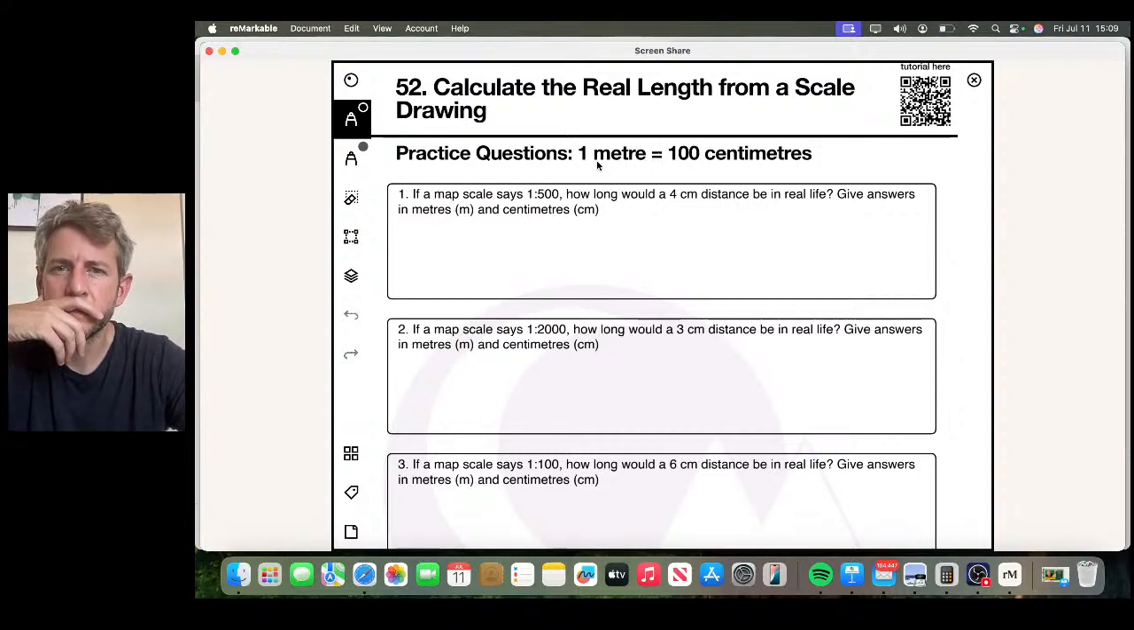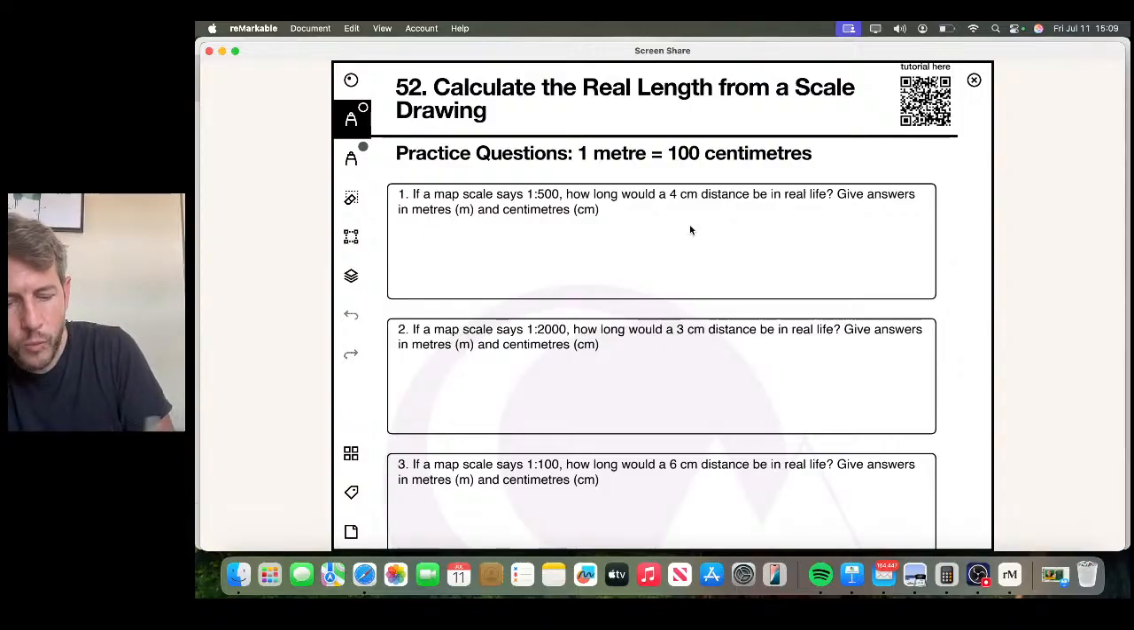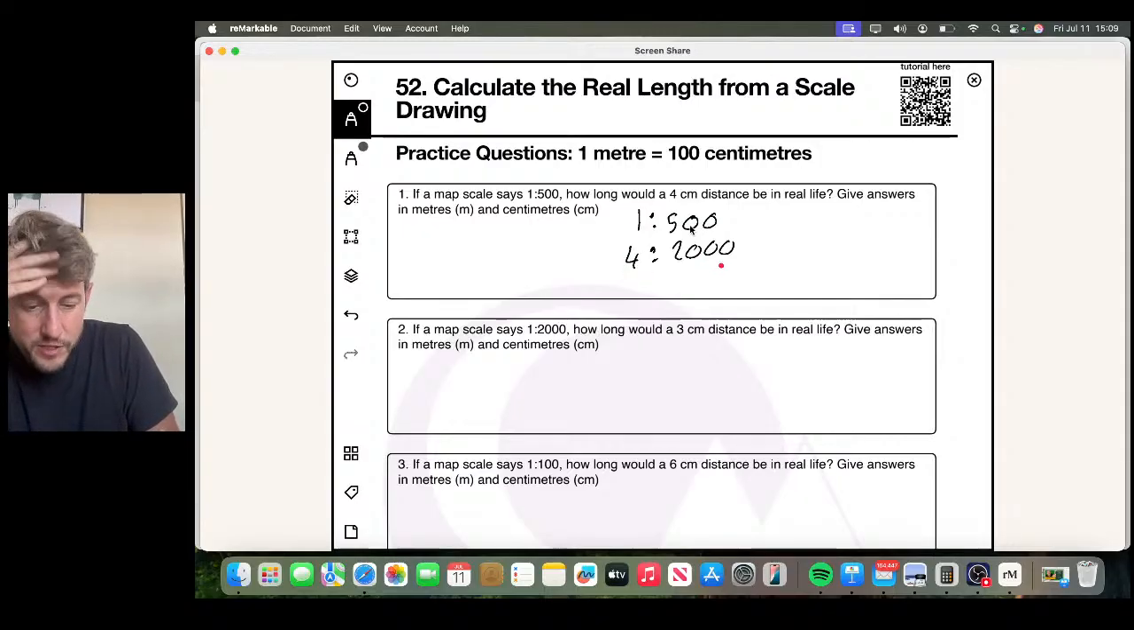Okay, so if a map's... Okay, what's going on here? So map scales are like 1 to whatever. So the units are whatever just goes. So if I've got here 1 to 500, and it's a 4 centimetre distance, that's 4. So we've got 4 lots of this. So that'd be 2,000. So that'll be 4 centimetres to 2,000.